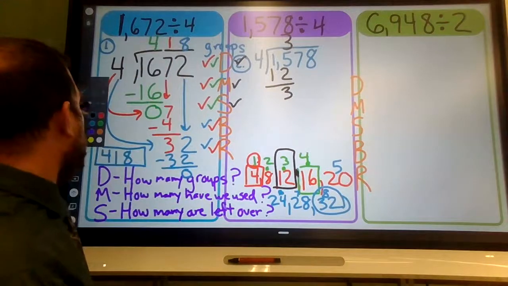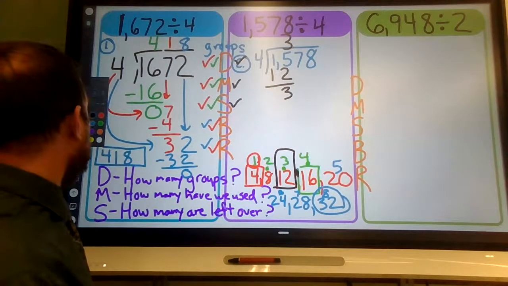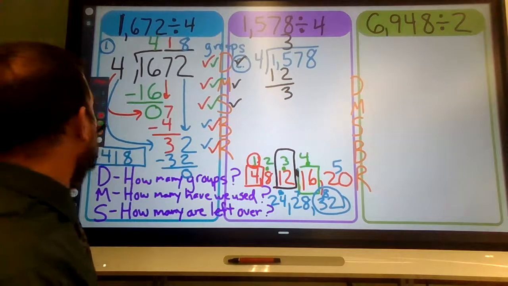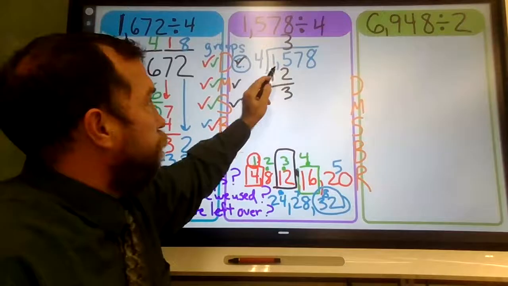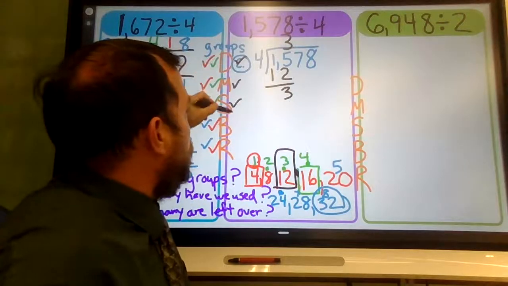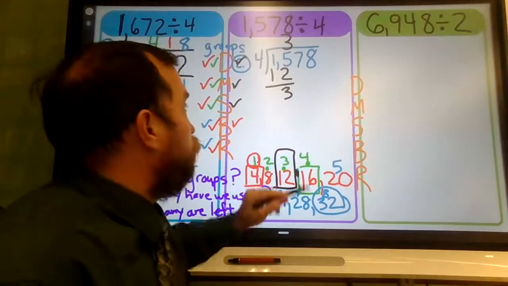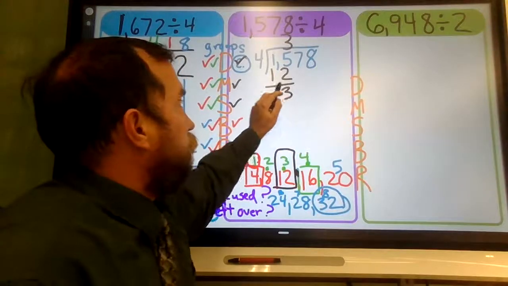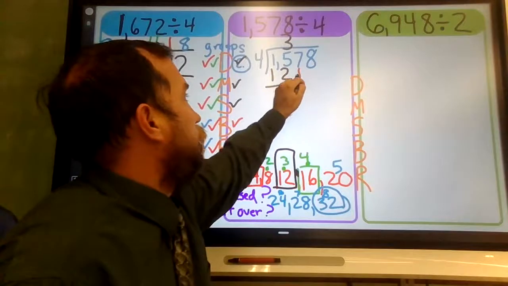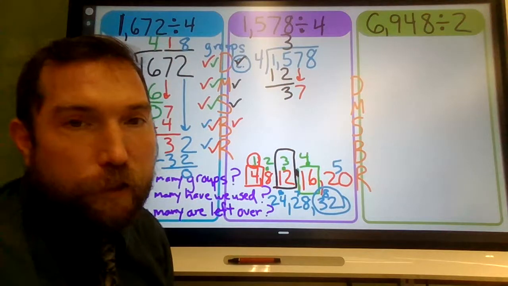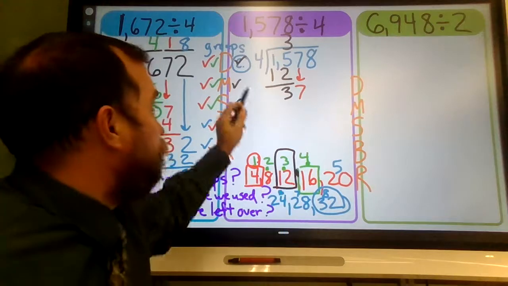Okay, and I'll switch colors again. I did the original one in blue. Try red. So that was D, M, and S. Now I'm going to do B in red. Again, B just means to bring down. The 3 is really going to be 30-something. The 7 joins with it to become 37. And I'm saying, how many times can 4 go into 37?